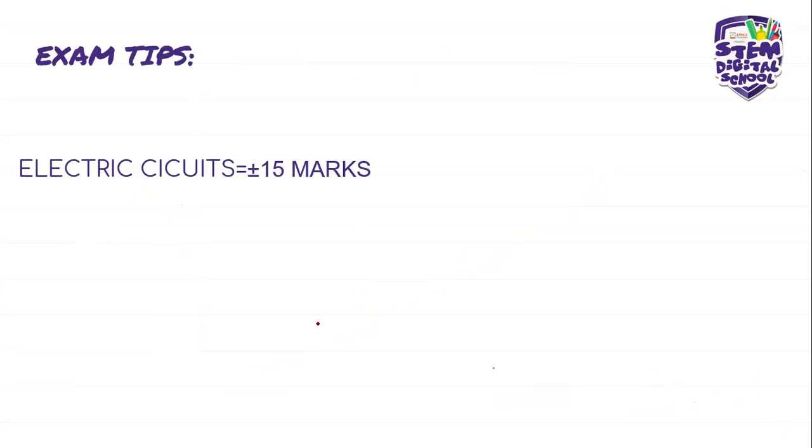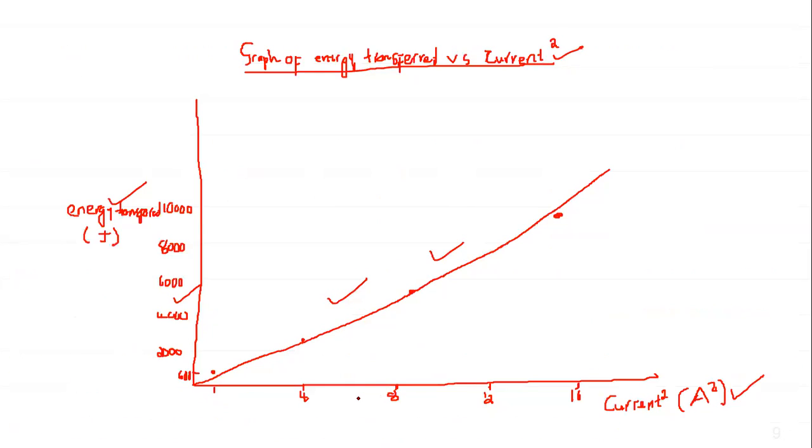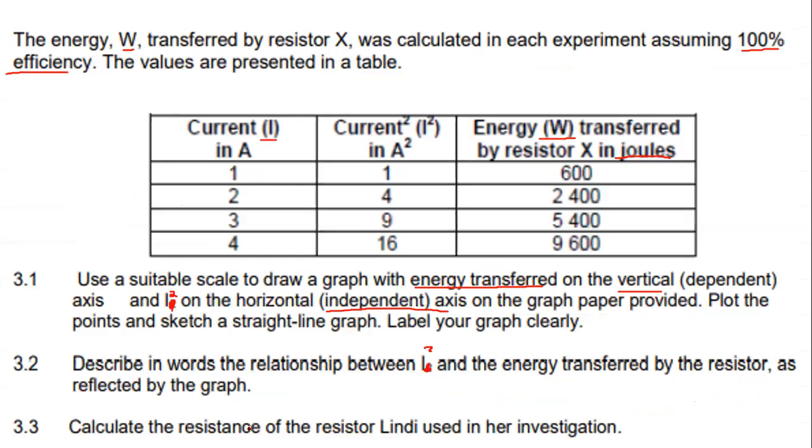Then almost the end. Describe in words the relationship between current squared and the energy transferred by the resistor as reflected by the graph. Now, definitely we know if there is no current flowing through, the energy that is dissipated is also going to be zero. So it's more likely that this graph is definitely cutting through the origin. So the relationship is direct proportionality altogether.